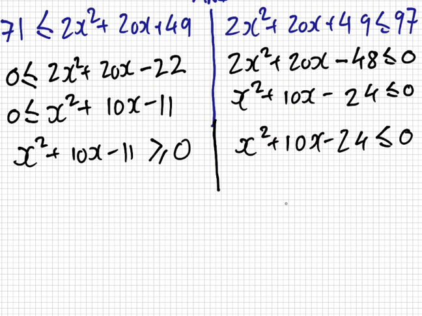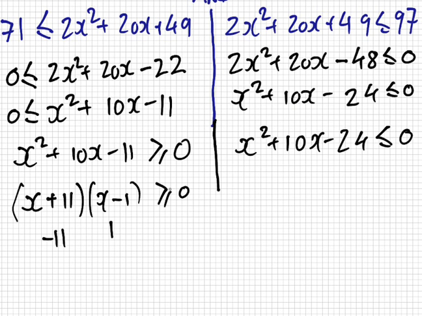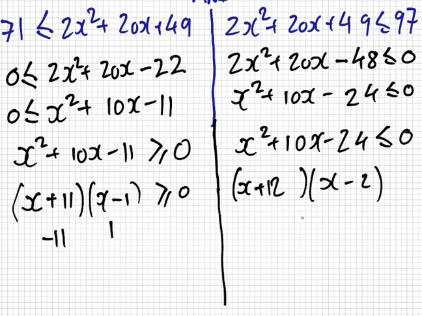Two answers, probably 11 and 1, isn't it? X plus 11, x minus 1. So I get minus 11 and 1 here. And then this one, 12 and 2, isn't it? X plus 12, x minus 2. So I get here minus 12 and 2. And this one is to be positive. And then this one here is to be negative.